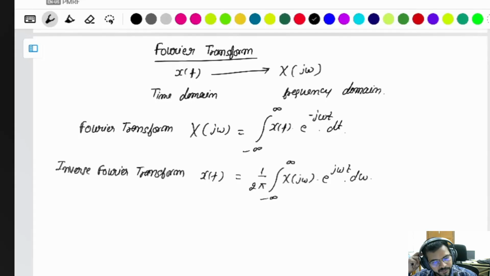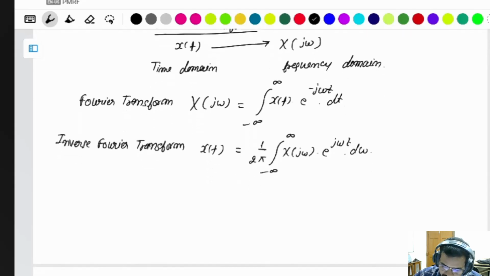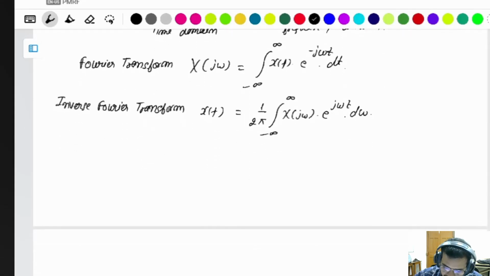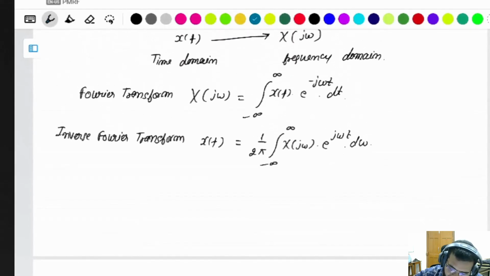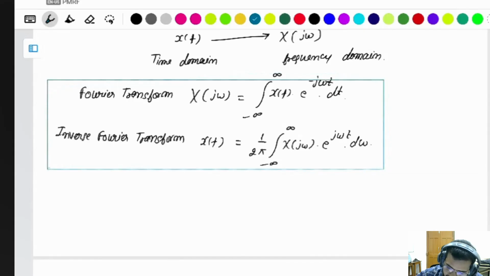Okay, let's do some examples of how you can find the Fourier transform of a signal. Mostly there are two formulas you use to find the Fourier transform.